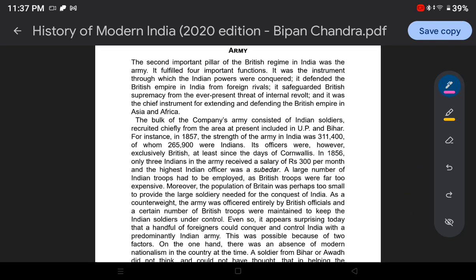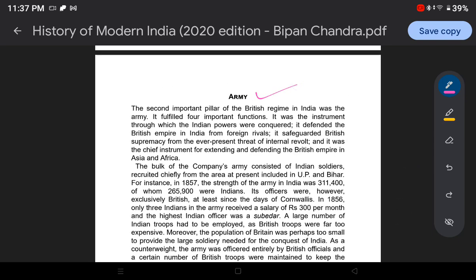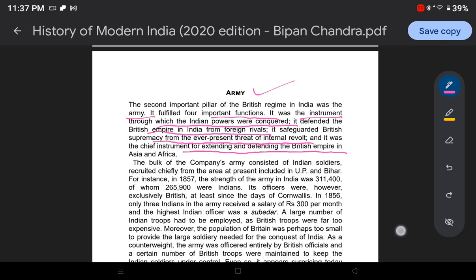Then, the army. The second important pillar of the British regime in India was the army. It fulfilled four important functions. It was the instrument through which the Indian powers were conquered. It defended the British Empire in India from foreign rivals. It safeguarded British supremacy from the ever-present threat of internal revolt, and it was the chief instrument for extending and defending the British Empire in Asia and Africa.